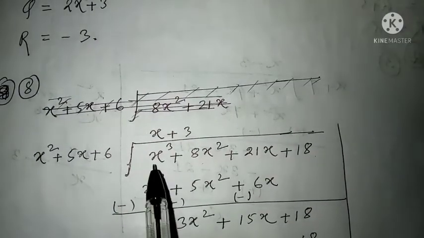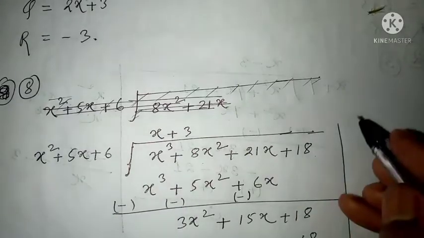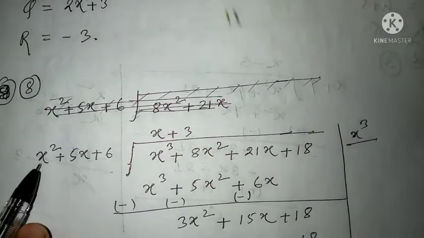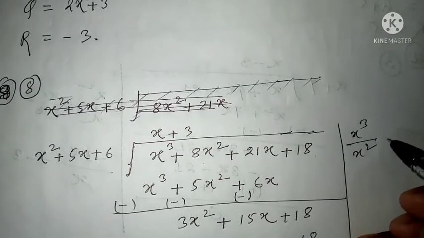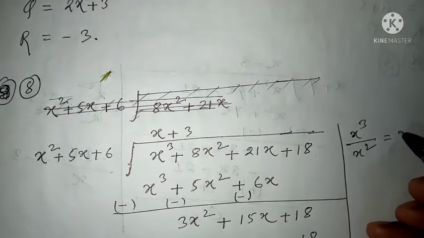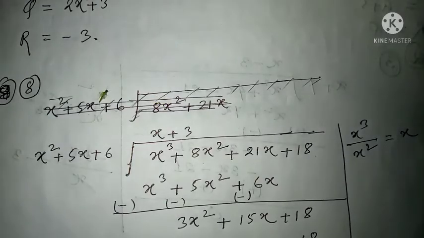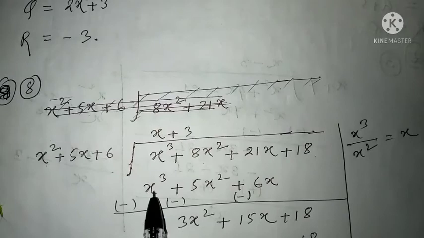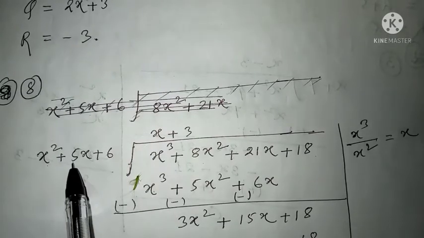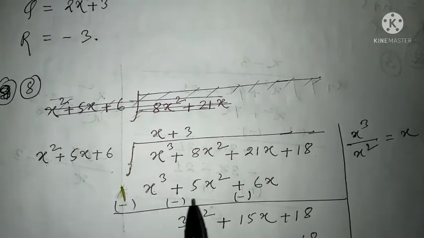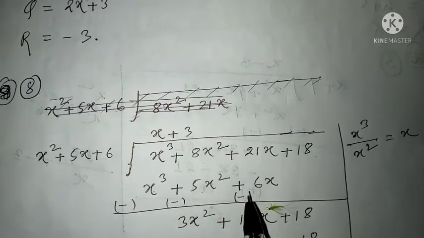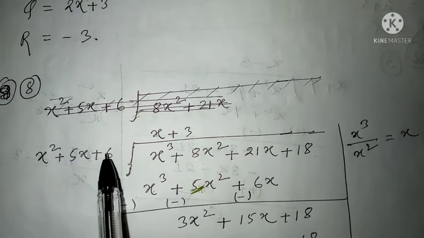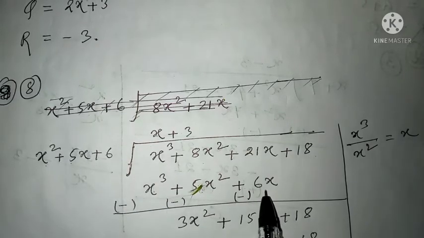Okay, first term of the dividend, that is your x cube, divided by first term of the divisor x square. x cube by x square, you can write x, so you write x here. Now multiply x into x square, x cube, x into 5x, 5x square, then plus into plus, that is your plus. Then 6 into x, that is your 6x.